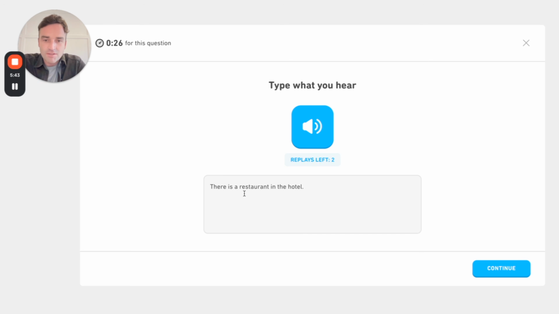There is a restaurant in the hotel. There's a restaurant in the hotel. Okay, so this is interesting. So this speaker said there's, not there is, even though I wrote there is first, more naturally. I think both would be acceptable. But since the speaker said there's, I'm going to write there's as well. There's a restaurant in the hotel.